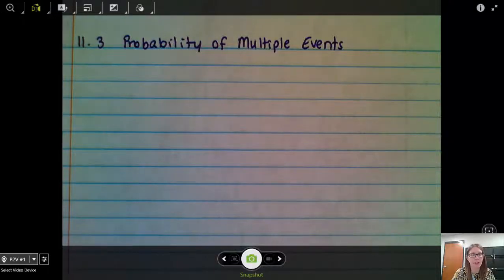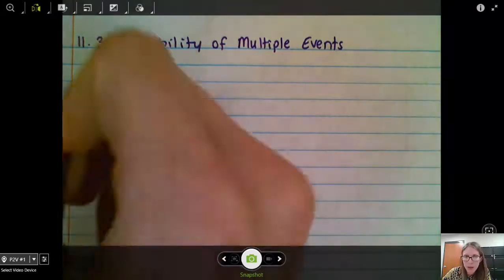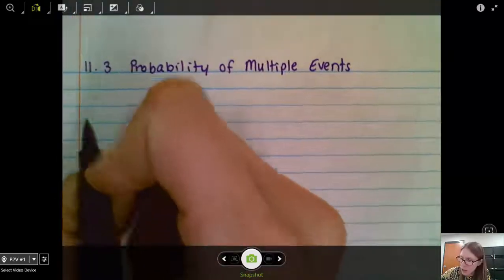Section 11.3, we are looking more specifically at multiple events happening and the probability of those events happening, which we already saw a little bit of in Section 2. A little bit of vocab first before we get started.